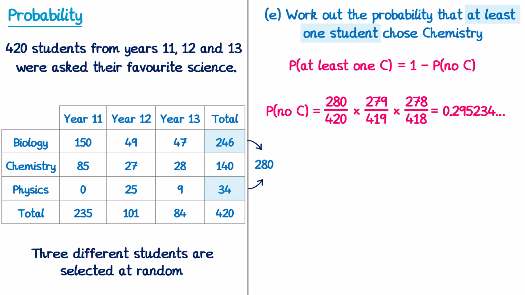So we can now say the probability that at least one chose chemistry is equal to 1 subtract this number here, which will give you 0.7048 if you round it to 4 decimal places.